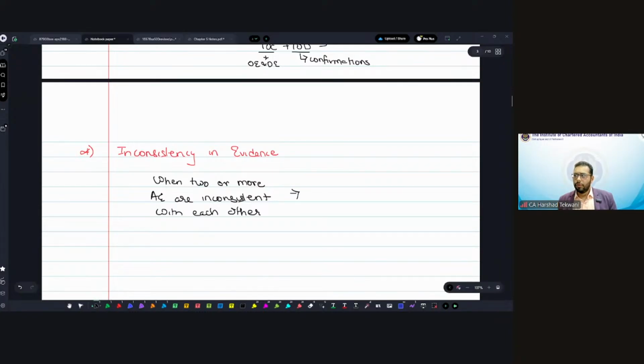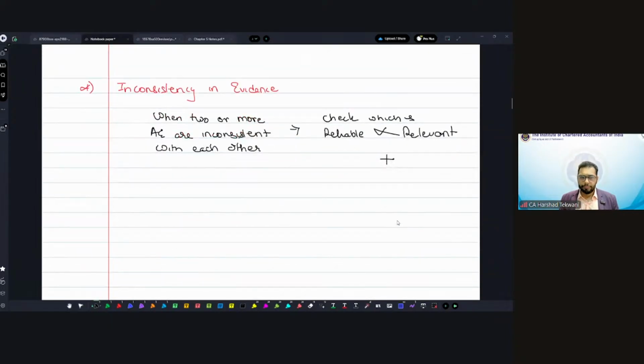Okay. Good. See, when I talk about inconsistency, it's pretty easy. Nothing difficult. If there is a doubt, if something is not lining up between two or more pieces of evidence, look for the reliable one. Check which is reliable and relevant. For example, the debtor balance in our books shows 10 crore, but when we get confirmation from the debtors, it shows 15 crore. There is a 5 crore difference.